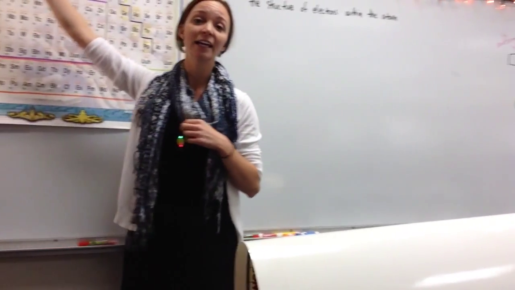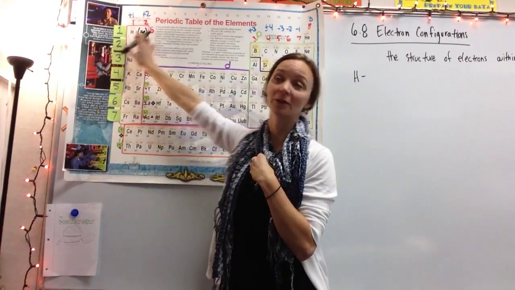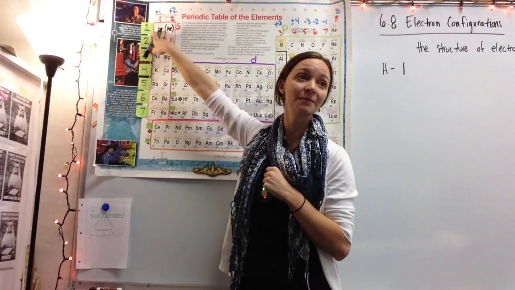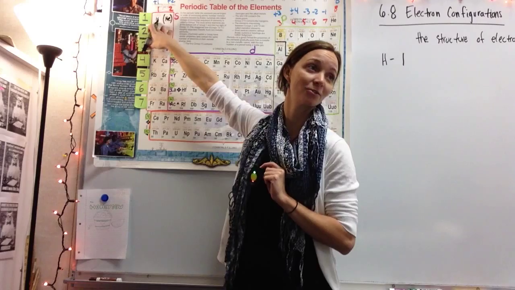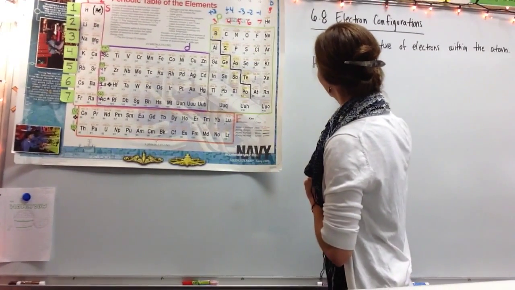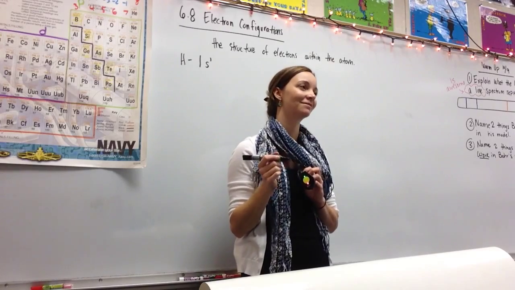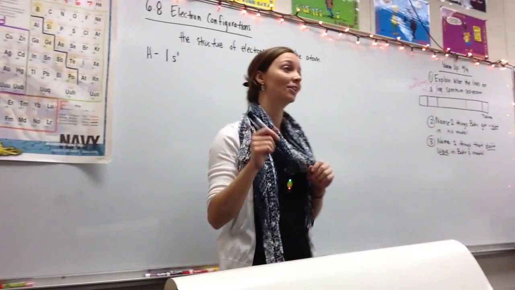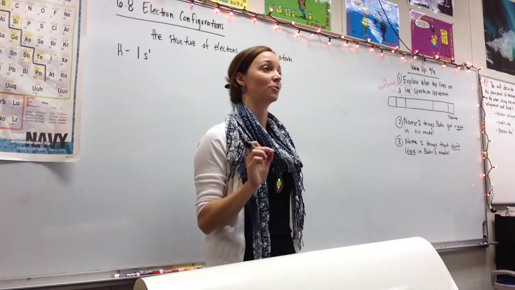If we take a look, we're going to write a 1, because it's in the first row. Then it's also in the s orbitals, in the first little half of the s orbitals, so we write s and 1. Wait, we're looking at hydrogen. Did I say helium? I'm sorry, hydrogen. This is the electron configuration for hydrogen: first row, s orbital, first thing in that s orbital.